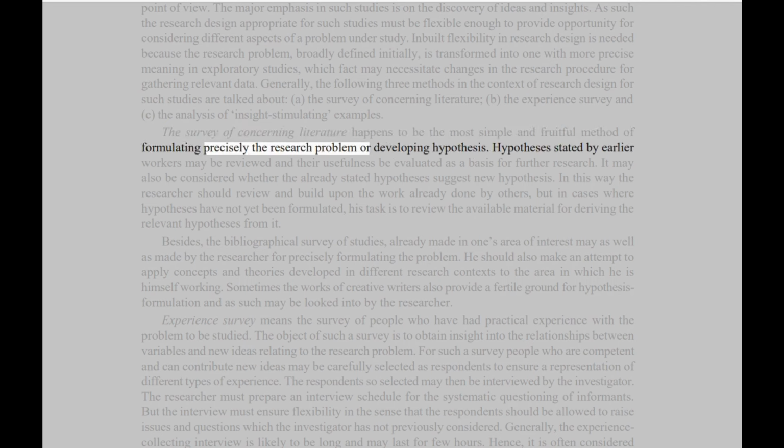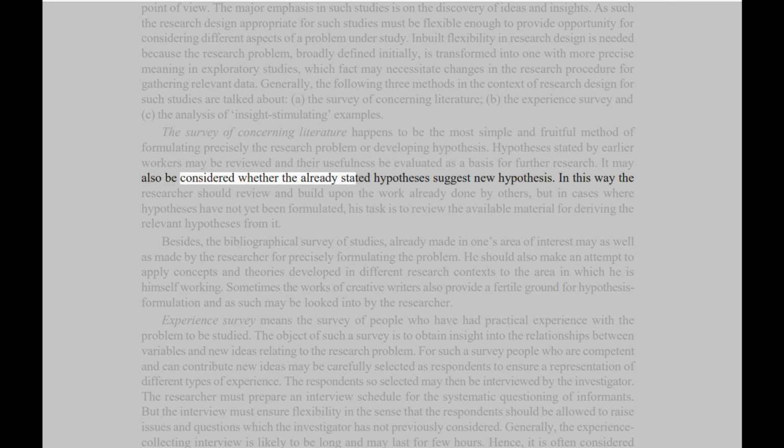Generally, the following three methods in the context of research design for such studies are talked about: A. The survey of concerning literature, B. The experience survey, and C. The analysis of insight-stimulating examples. The survey of concerning literature happens to be the most simple and fruitful method of formulating precisely the research problem or developing hypothesis. Hypotheses stated by earlier workers may be reviewed and their usefulness be evaluated as a basis for further research. It may also be considered whether the already stated hypotheses suggest new hypotheses.